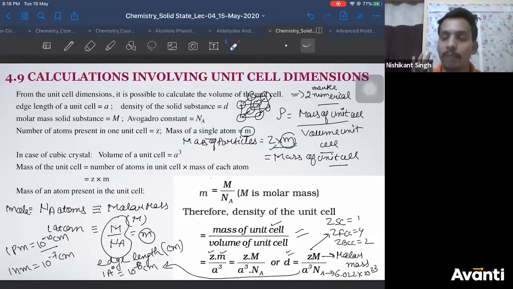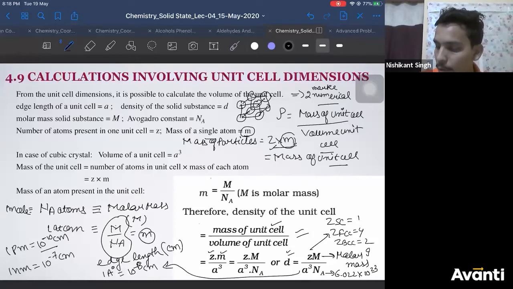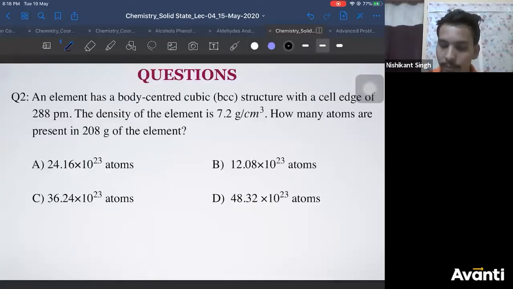From a numerical point of view, sir, this is very important. Z value you know, molar mass you know for atom, atomic mass. What should be the unit of molar mass? It should be gram per mole. It should be in gram, not in AMU. Now let's move ahead to the numericals section.